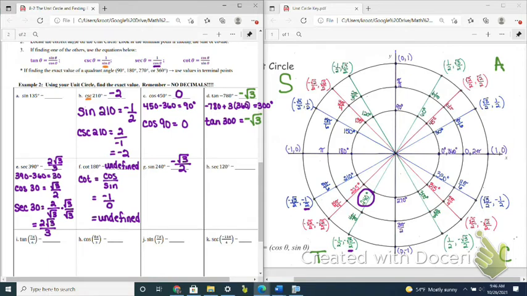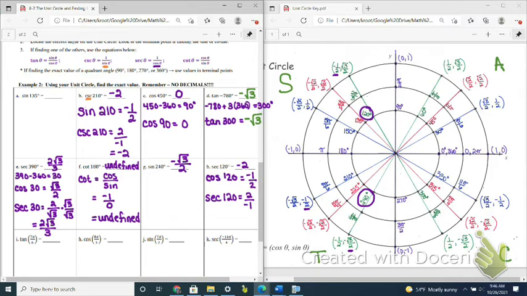Secant of 120. So if you look up above, secant went with cosine. So I need to find the cosine of 120. So here's 120 degrees. Here's the cosine. So that is -1/2. The secant then is going to be the reciprocal. So it's 2/-1, which is -2.